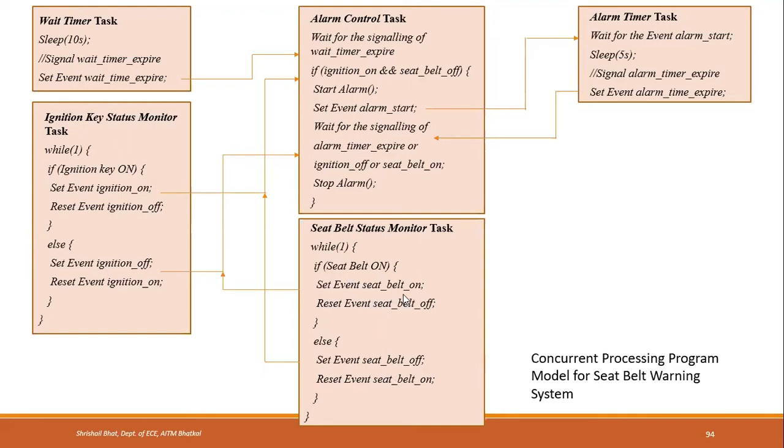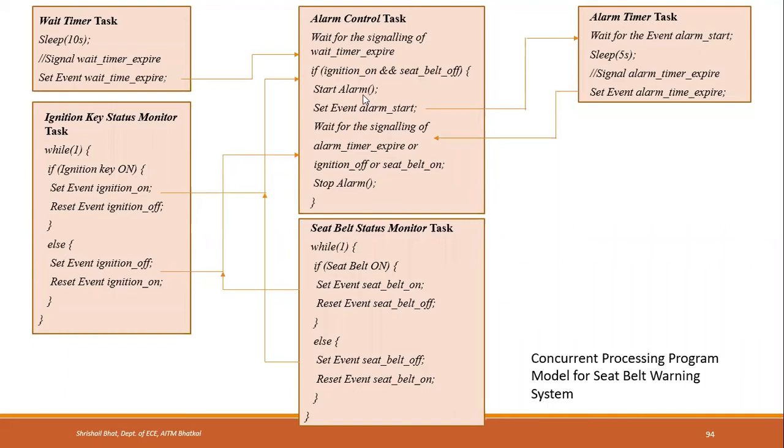If not, the event seatbelt off will be set. Okay, so in alarm control task, we are going to get the inputs from these 3 tasks. In this case, it will be waiting for the signaling of wait timer expire. Once the wait timer expire happens, then it is going to check ignition key on and seatbelt off. Okay, if ignition key is on and seatbelt is off, then start alarm.